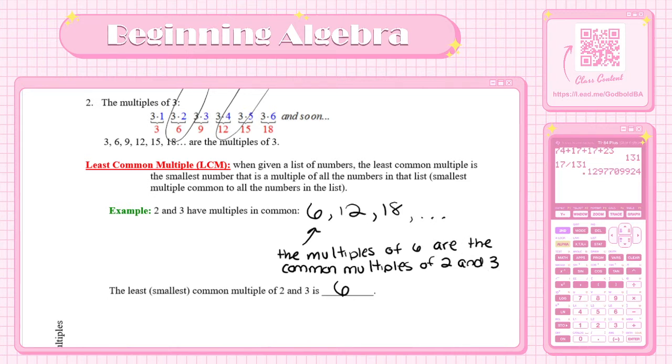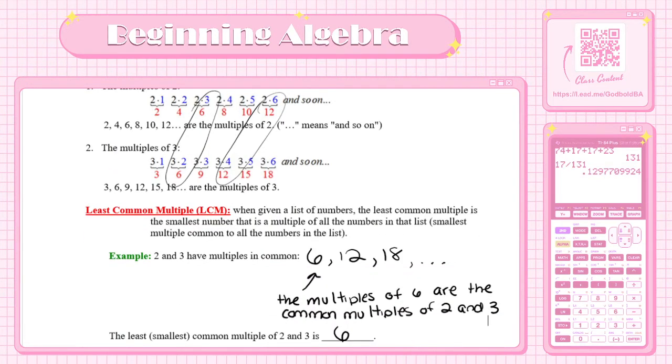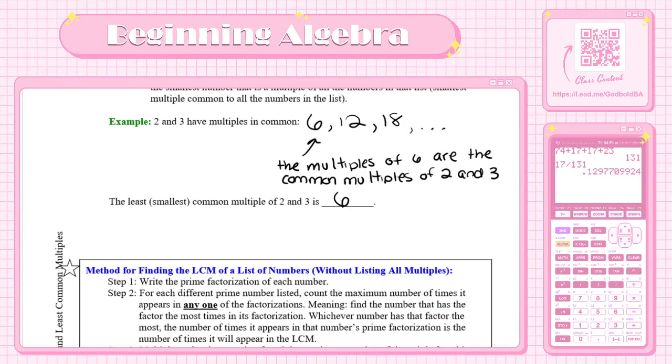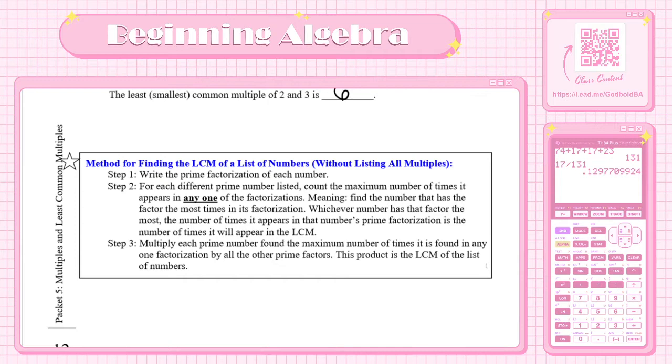As I said, we don't want to have to write out all of the multiples of both of them and try to find where they overlap. We don't want to have to do that every time, especially if we have 3 numbers that we're looking for a least common multiple of, or if the least common multiple is really, really high. So there is an actual method that we can use for finding it. And to do it, you use prime factorizations.